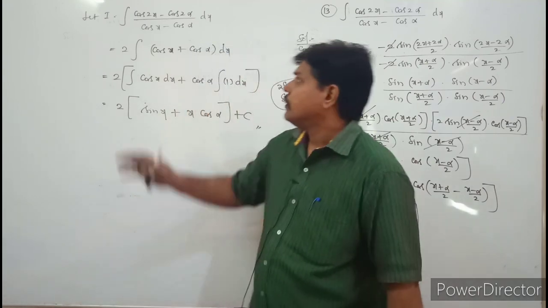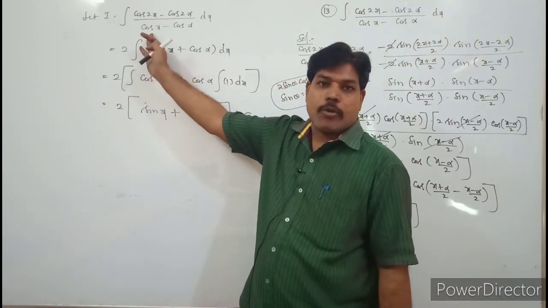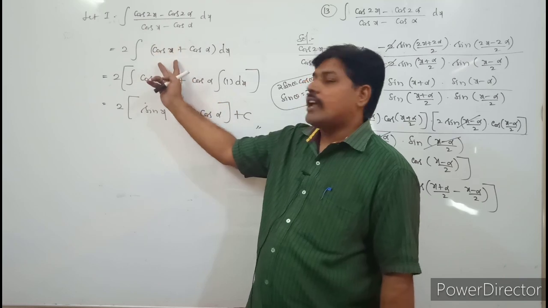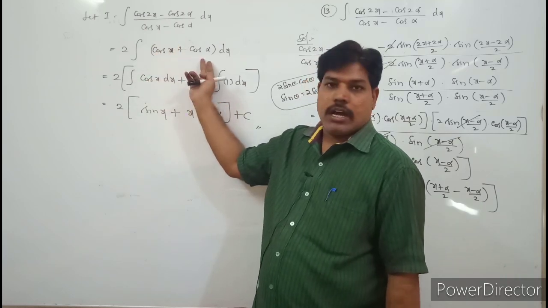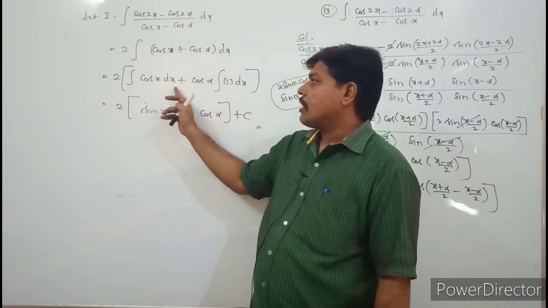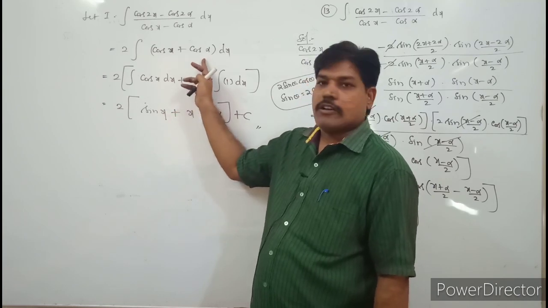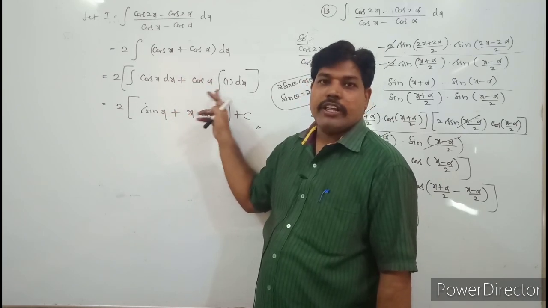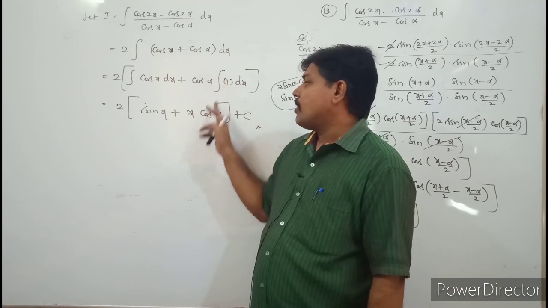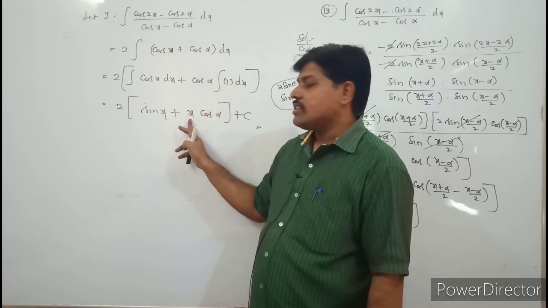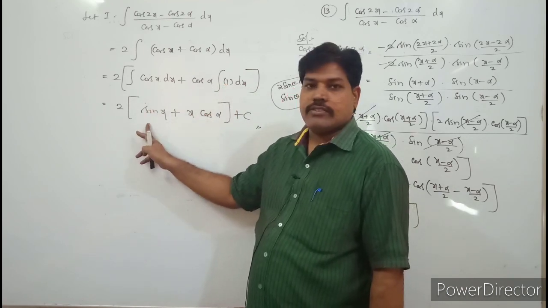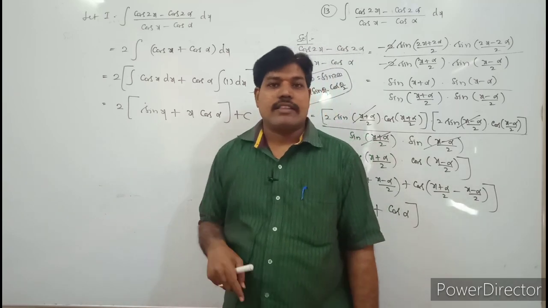So take the problem. Let I be equal to, take the problem as I. What is this value? This value is nothing but cos x plus cos alpha, and apply the integration. Integral of cos x into dx, and cos alpha is a constant. So cos alpha into the integral of 1 into dx. Integral of 1 is x. Integral of cos x is sin x. So therefore write down the answer at the end.